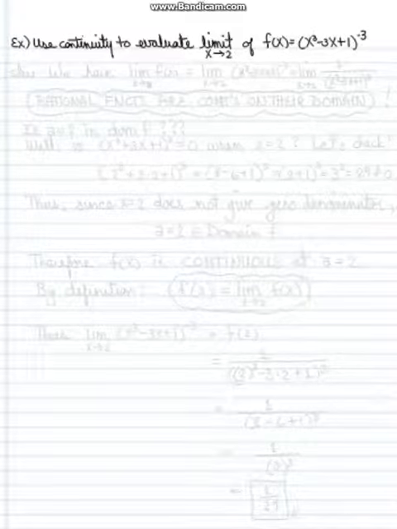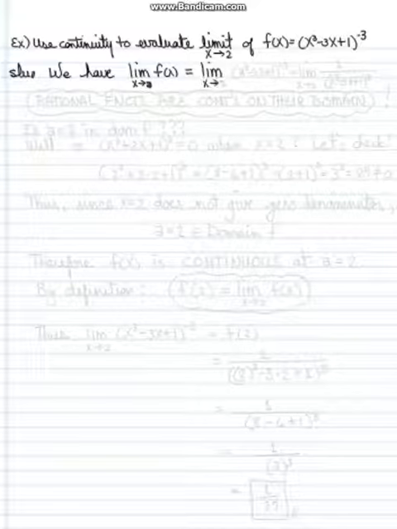Let's use the continuity definition to evaluate the limit as x approaches 2 of this function, (x cubed minus 3x plus 1) to the negative 3 power. Okay, we know that here we have the limit as x approaches a of f of x is equal to the limit of (x cubed minus 3x plus 1) to the negative 3 power.